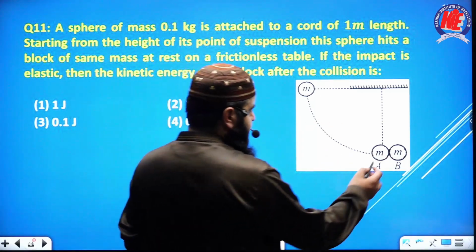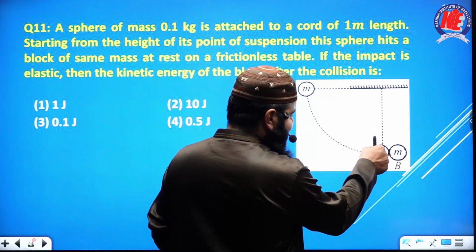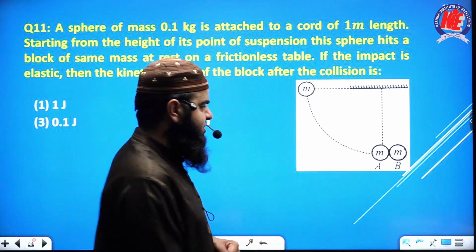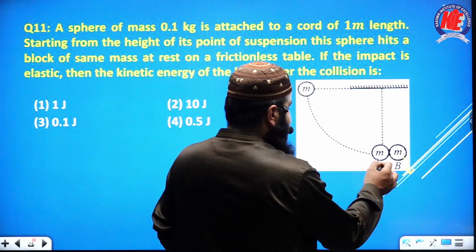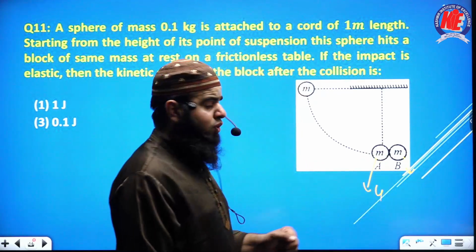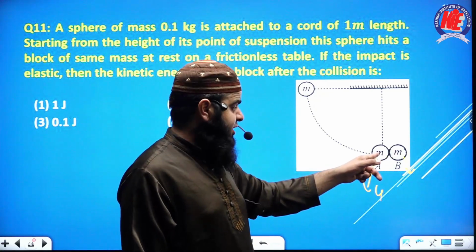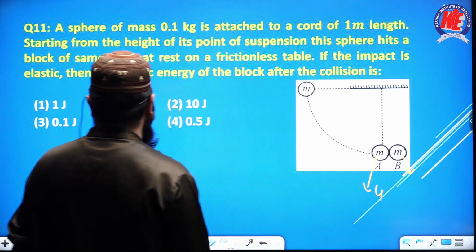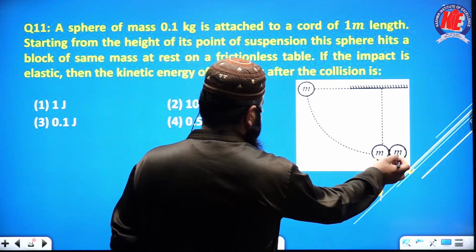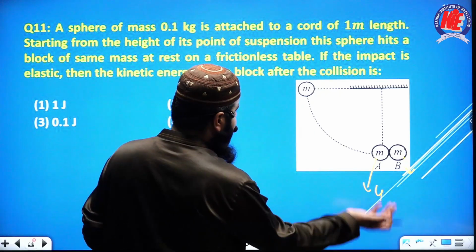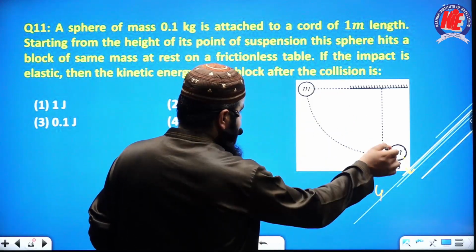And more important, they are identical. So at this instant, the collision is elastic. The bodies are identical. They will exchange their velocities. This one is initially at rest, and this one will reach here, suppose with the velocity u. Then after collision, this will be in the state of rest, and this will start moving with the velocity u. So I need to calculate the kinetic energy of this one. For that, I will calculate the velocity, which will be exactly the velocity of this one जब यहाँ पे पहुंचेगा.